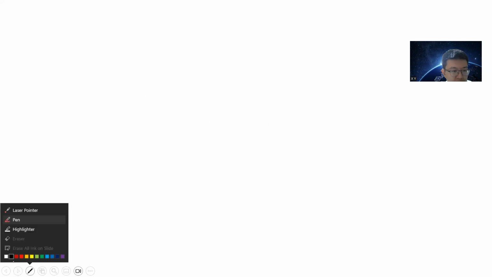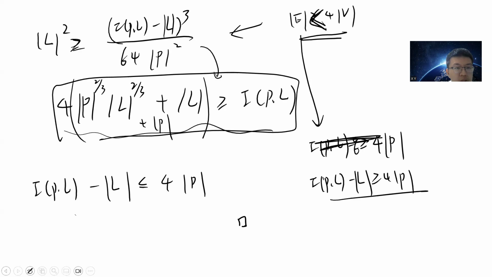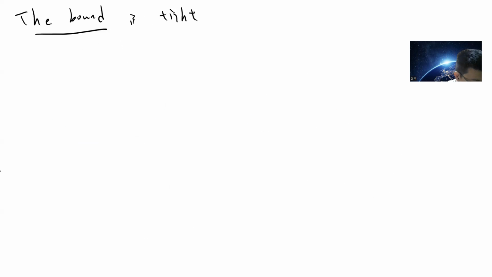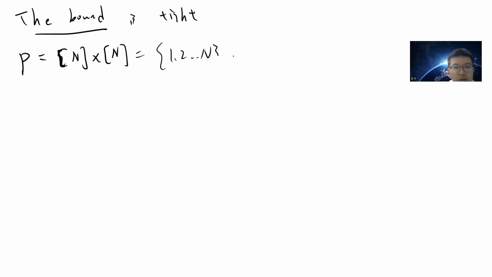And let me just talk about some results. So the final thing I want to say is this bound is tight. So let me just go back. This bound is tight. And one example to see that is that you take P to be, let's say, n times n. So it's a lattice, right? So basically you're 1 to n times 1 to n, right? So basically it's just lattice 1 to n by n.